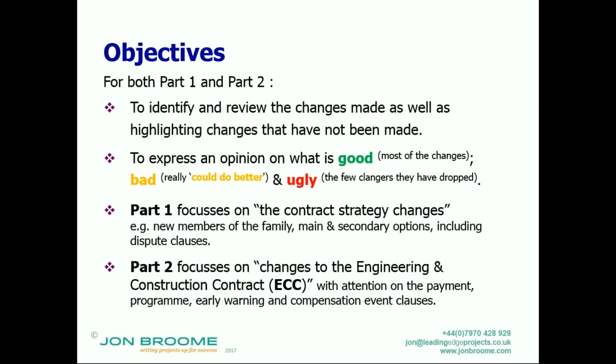The original, the big beast of the family was the engineering construction contract, and many of the changes which have been made to that are spread throughout the rest of the contract family.